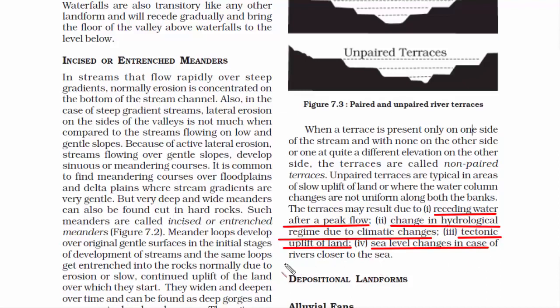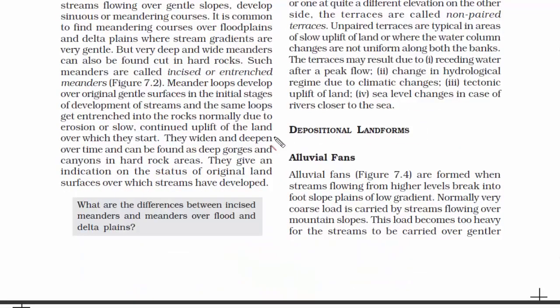The fourth reason behind unpaired terrace formation is sea level changes in the case of rivers closer to the sea. When there is an increase in the volume of water in the sea, that excess water will sweep into the land through rivers. That will cause flood, and naturally unpaired terrace formation will take place. So these are the four reasons that can cause unpaired terraces. With this, we have now covered the four types of erosional landforms that exist due to running water. Now we'll read about depositional landforms that exist due to running water.